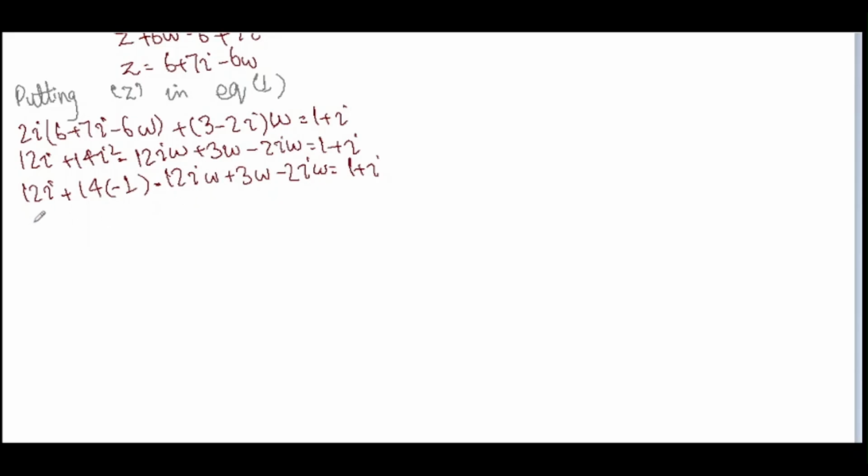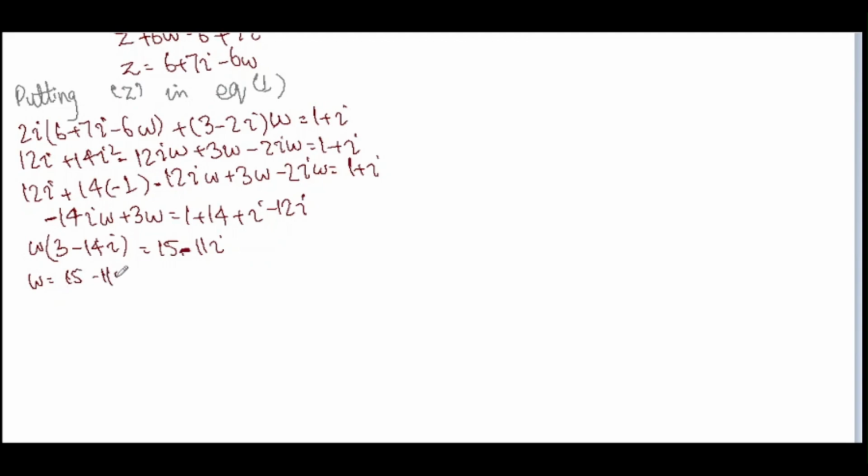So minus 12 iota w minus 2 iota w is minus 14 iota w plus 3w equals 1, and here it is minus 14, over there it becomes plus 14. 1 plus 14 plus iota as it is, and then plus 12 iota becomes minus 12 iota. Taking w common over here, we get (3 minus 14 iota) equals 1 plus 14 is 15 and minus 11 iota. Now w equals (15 minus 11 iota) whole divided by (3 minus 14 iota).